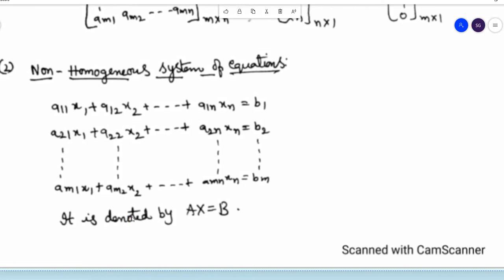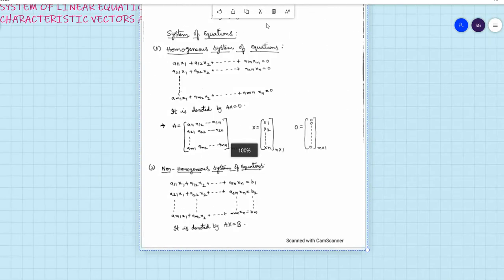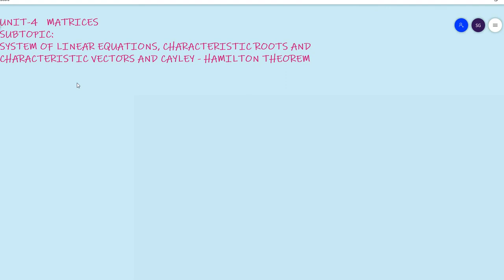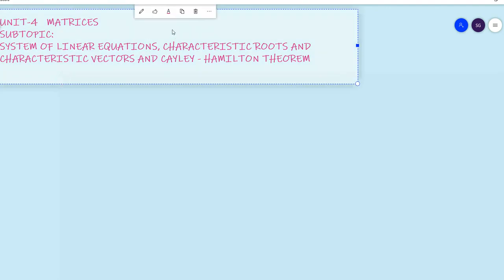Here also the number of variables is n and the number of equations is m, and the constants are b1, b2, so on bm. The whole system can be represented in matrix form as AX is equal to B, where A is the coefficient matrix, that is, the coefficients of the variables x1 to xn, X is the variable matrix, and B here is the constant matrix.